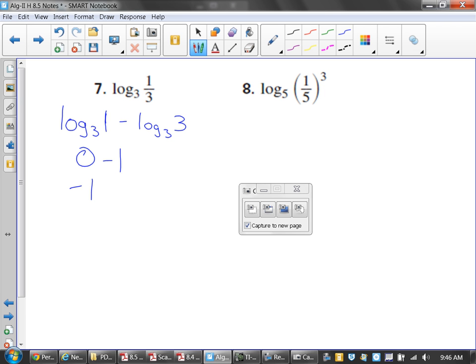But then again, we probably knew that, because what's 1/3 rewritten as a base of 3? Isn't it 3 to the negative 1? You know how much that works. It's just another way of doing it. Okay?